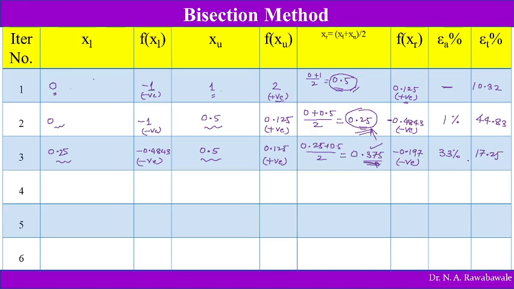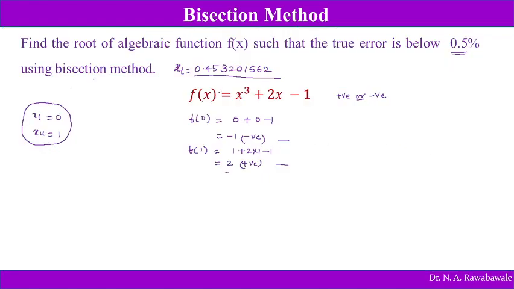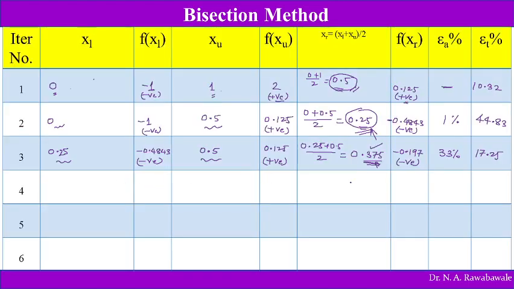What is asked in this problem? The true error has to be below 0.5%. So we have to continue with the iteration. Now again this is negative. The new negative replaces the old negative approximation, that is 0.375, because this is the new negative, that is minus 0.197, and this is 0.5.